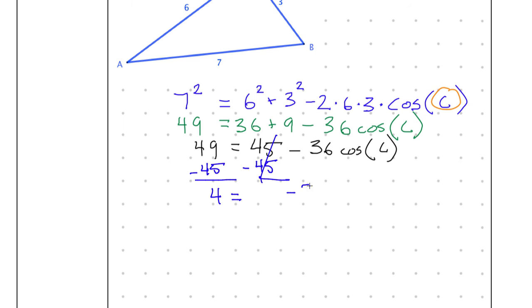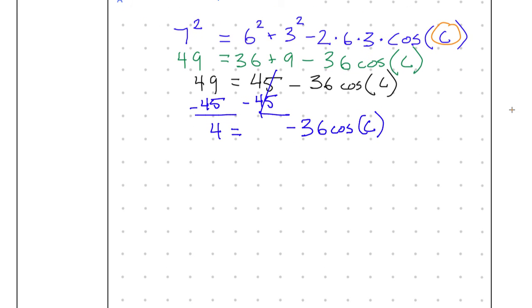I still have a negative 36 cosine of capital C. All right, well next I need to get rid of the multiplication that's happening. Negative 36 is being multiplied by cosine of capital C. So, how would I do that? How do I undo multiply by negative 36? Monse? Divide by negative 36. There it is. Divide both sides by negative 36. And that negative 36 should cancel out.